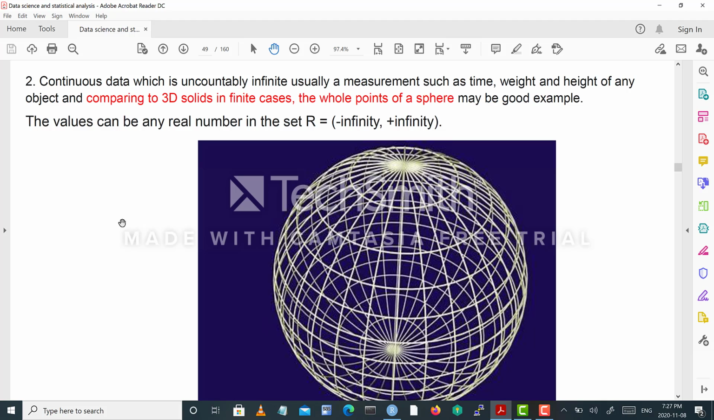The second type is continuous data, which is uncountably infinite, usually a measurement such as time, weight, height of any object, and comparing to three-dimensional solids in finite cases, the whole set of points of a sphere may be a good example. The values can be any real number in the set R, equal to the interval from minus infinity to plus infinity.